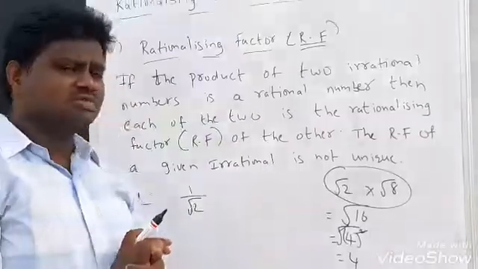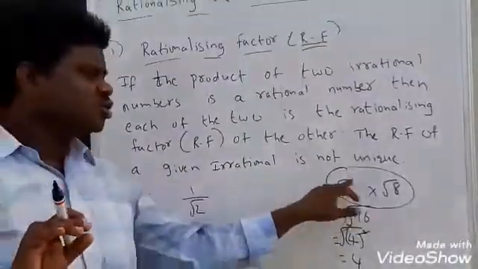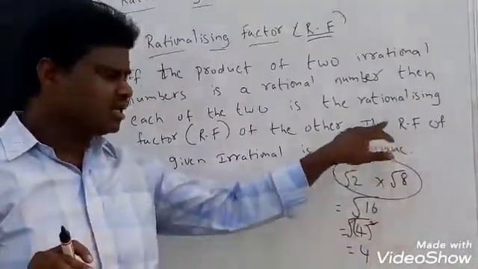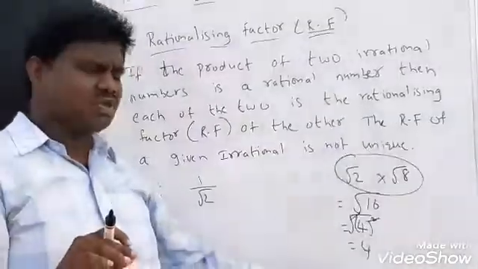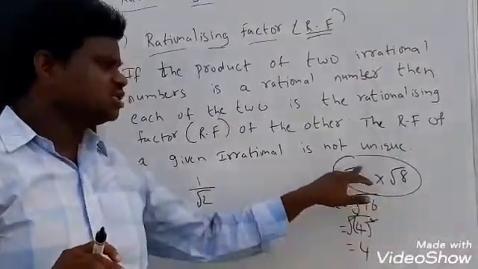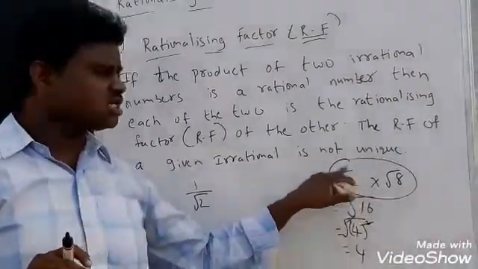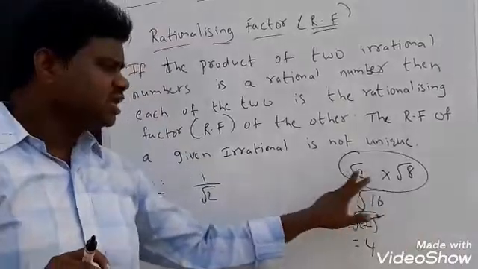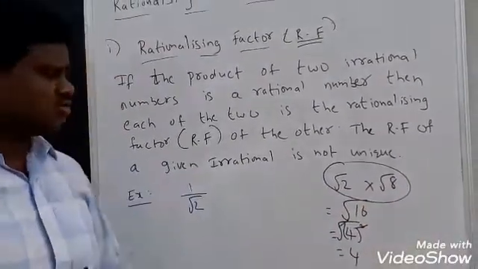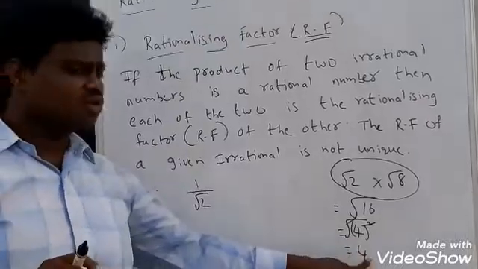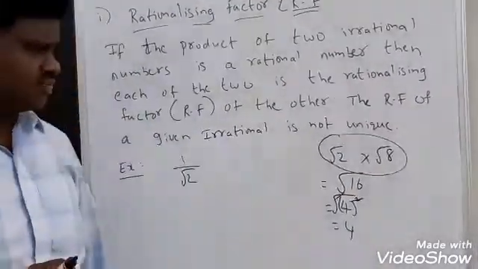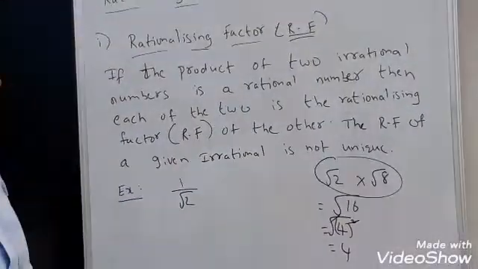So what does rationalizing mean? If you multiply two irrational numbers, then you get a rational number, and we say that each of them is a rationalizing factor of the other. Here root 2 into root 8, you got the answer 4, a rational number. That means root 2 is a rationalizing factor of root 8 and root 8 is a rationalizing factor of root 2.